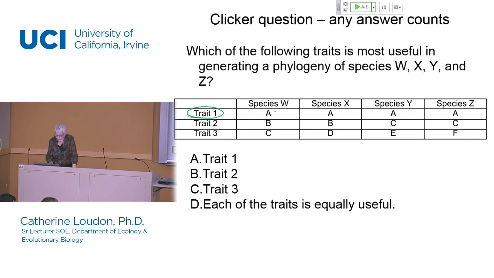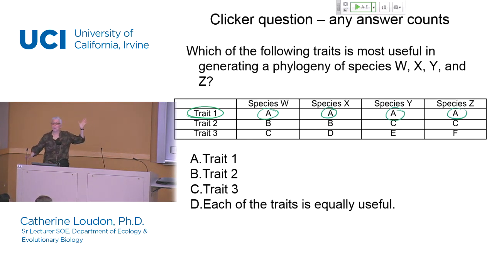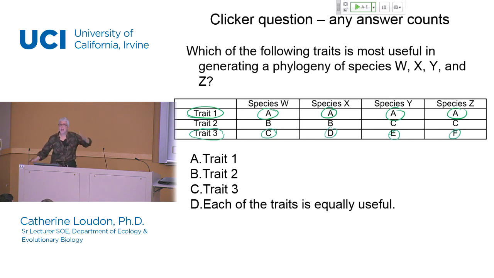Notice that trait 1 is exactly the same character state in every single one. There is no signal here. There is no information about the actual relatedness between W and X or Y versus Z or anything. Okay, let's look at trait 3 next. How about this one? That's C, D, E, F. It's different for every single species.